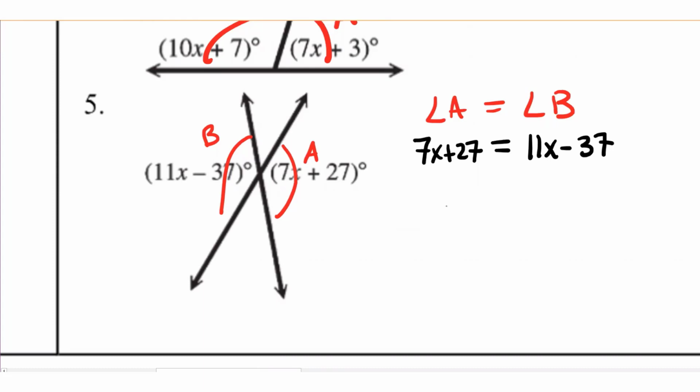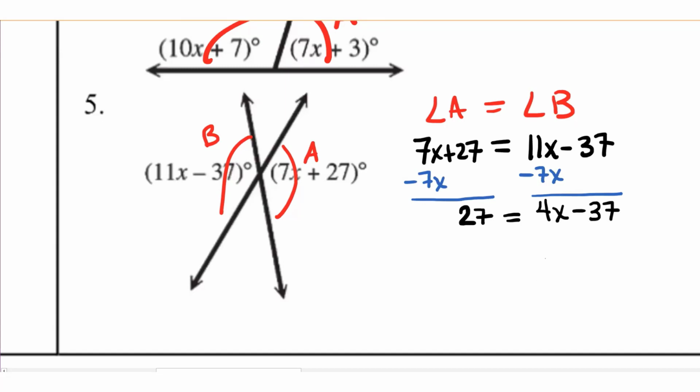I prefer not to have to work with negative numbers in front of the x if I don't have to. So I have the option of subtracting 11x from both sides, but I'd rather subtract 7x. But you might have chosen to subtract 11x, and there's nothing wrong with that. All right, if you subtract 7x from both sides, then what's remaining on the left side? Good, 27. So 27 equals what? 4x's, right? Because 11x minus 7x's leaves 4x's, and a negative 37.